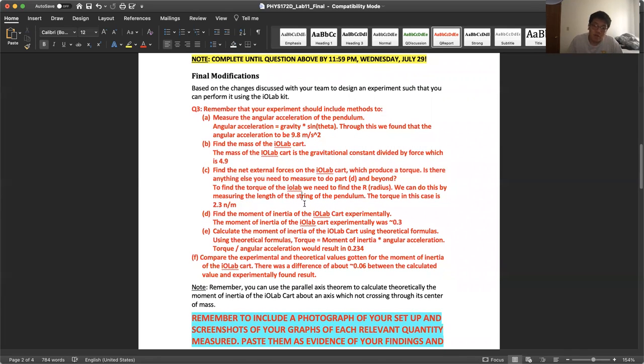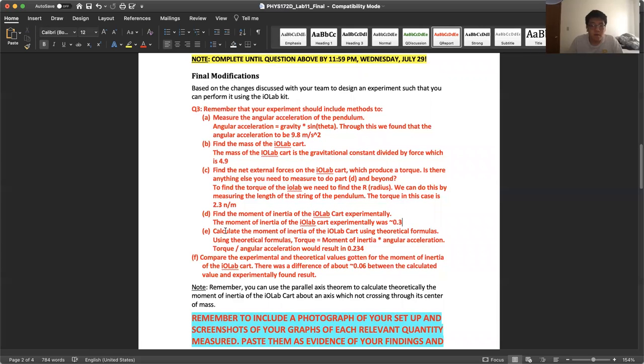Now find the moment of inertia of the IOLab cart experimentally. I found that it was approximately 0.3. Wait, what are the units of moment of inertia? Is it newton meters? I don't think they have any units. I think all the units cancel for moments of inertia.